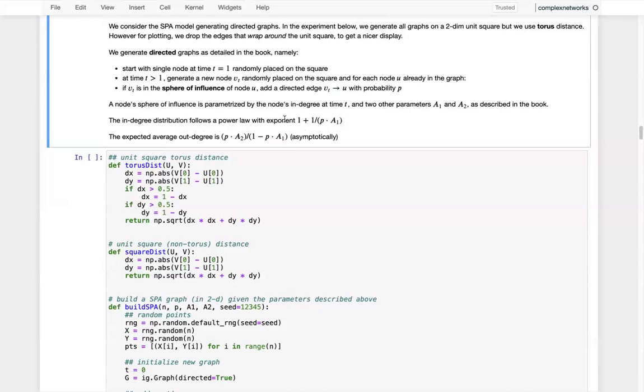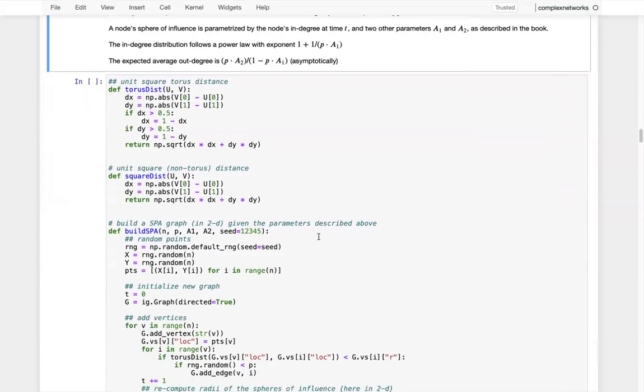So the exponent is theoretically given by this value here, and then the expected average out degree is given by this value. So we're going to verify those two results or those two equations.